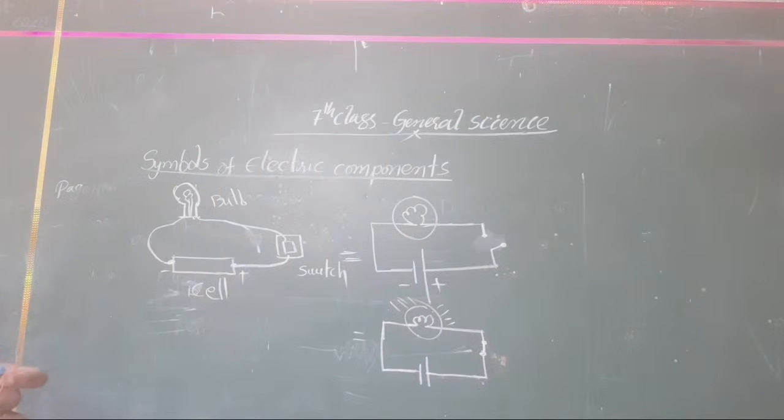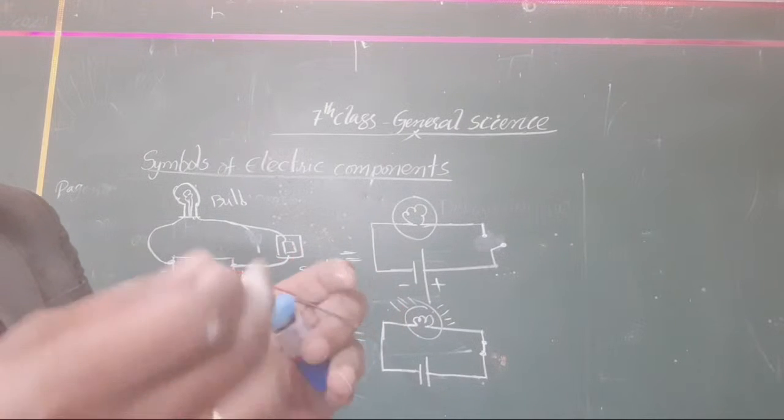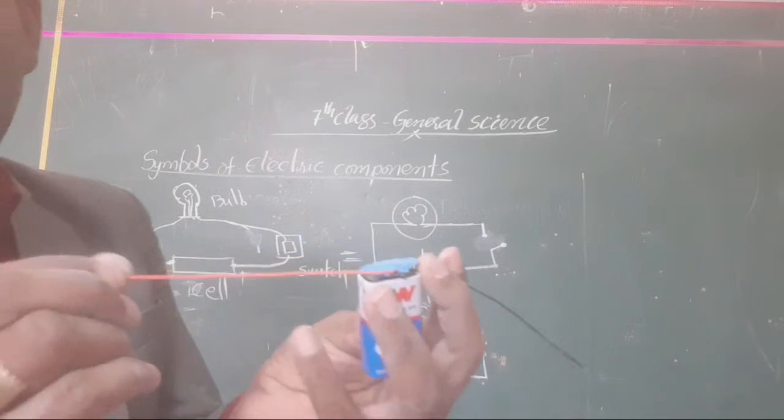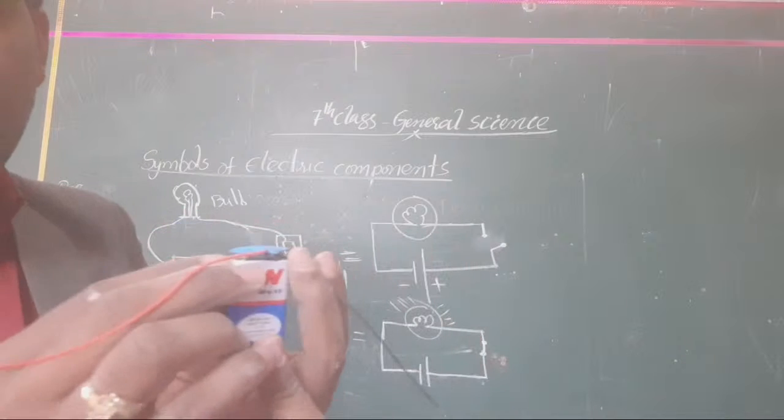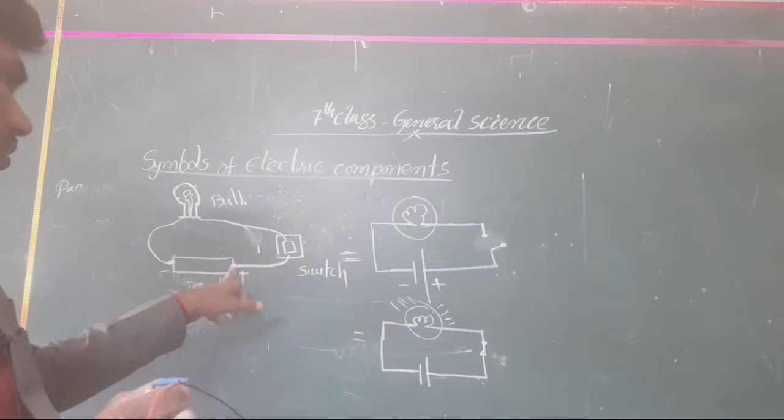Battery. Yes. And you take one wire for a positive terminal. Here, this red wire is taken for the positive terminal. And one more wire you take, it is for the negative terminal, like this. You have to take a battery or a cell.